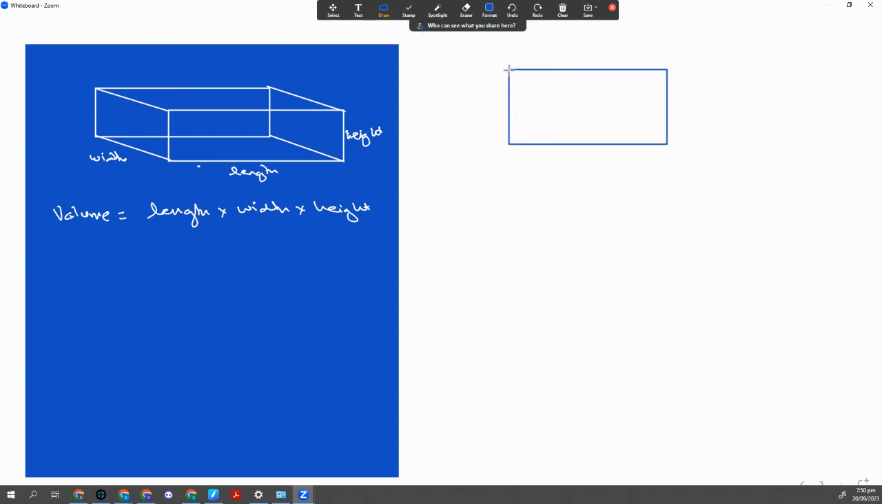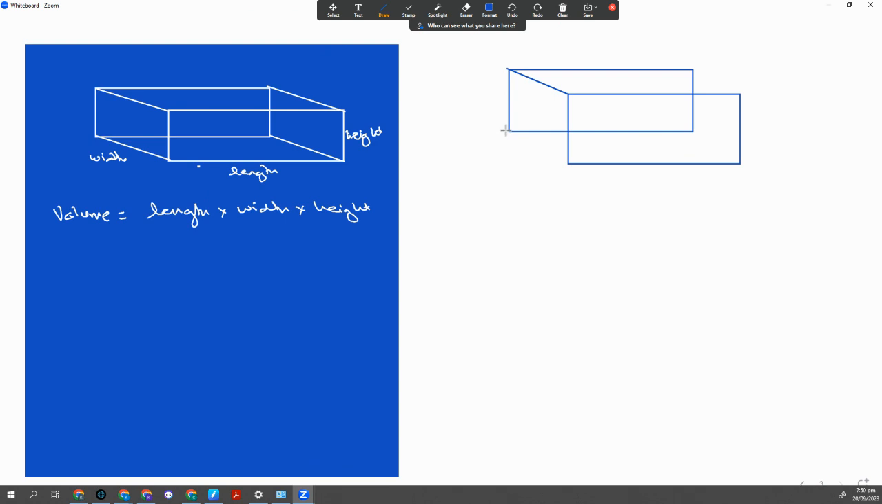Okay, let's draw another one over here. So that's the back face, you can see there's another face there. And then from there, that'll go down there.